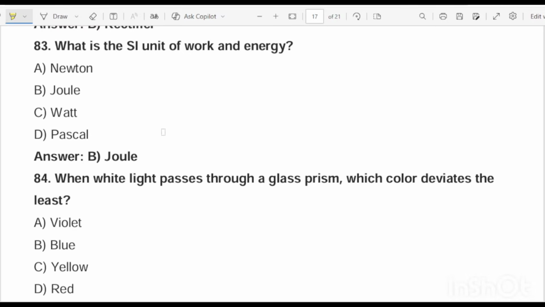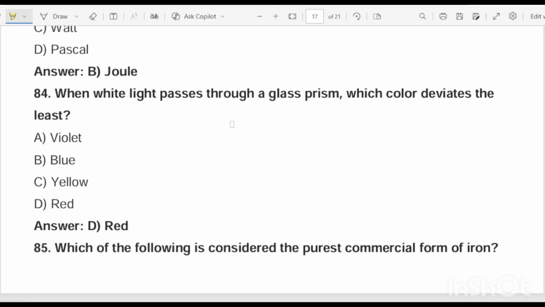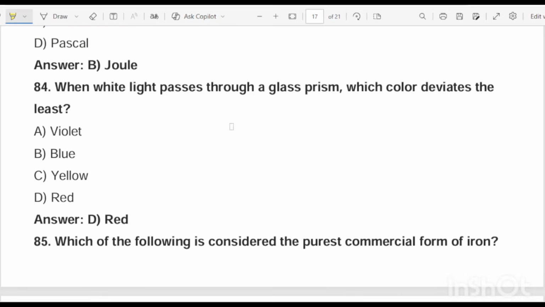Next question. What is the SI unit of work and energy? Correct option. Option B, joule. Next question. When white light passes through a glass prism, which color deviates the least? Correct option, option D, red.